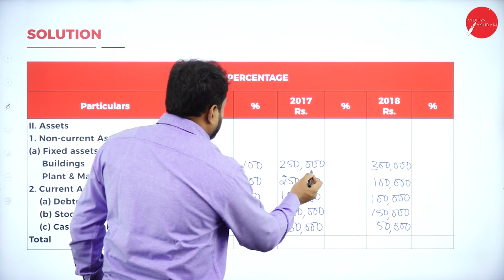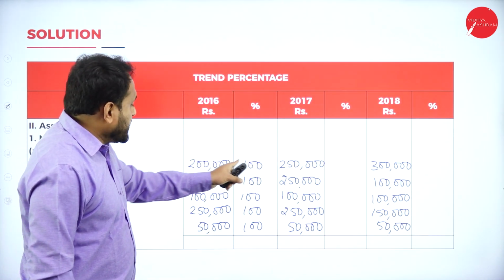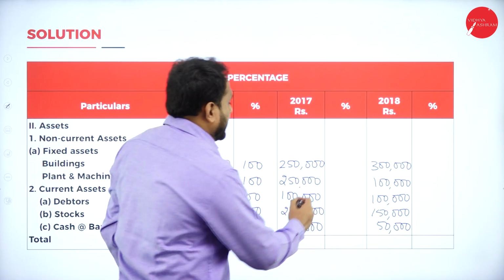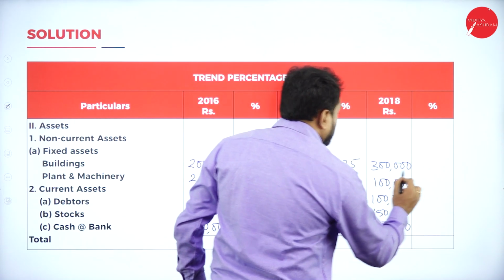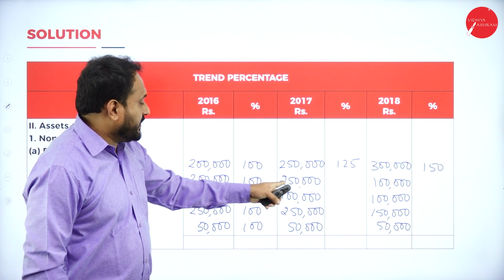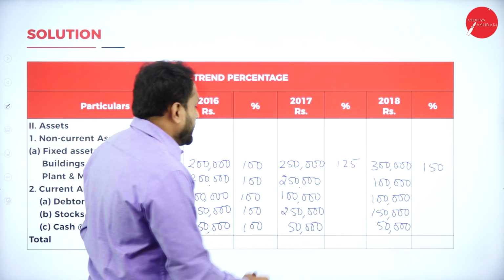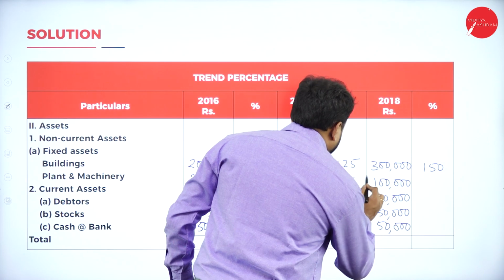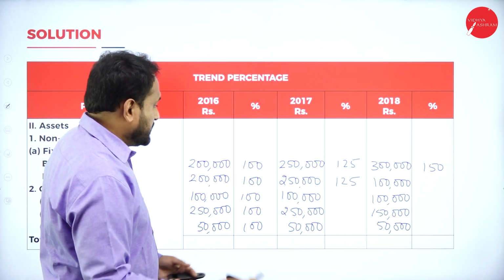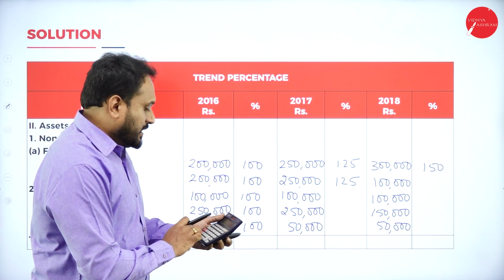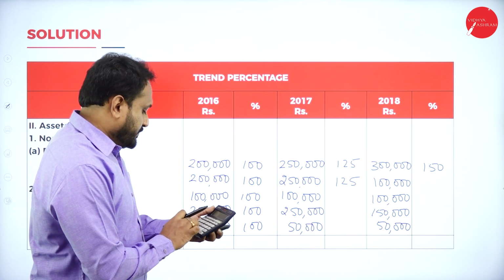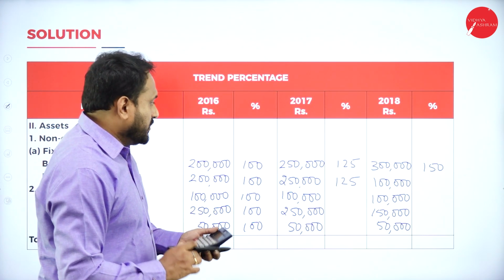Now if you calculate 2 lakh 50 into 100 divided by 2 lakh, how much you got here? 125, then 150. So we'll write here 125, 150. Next, 2 lakh, 2 lakh 50, we got it. Again here how much it will be? 125. Now 1 lakh into 100 divided by 2 lakh. Let's do this. 1 lakh into 100 divided by 2 lakh is equal to 50%.